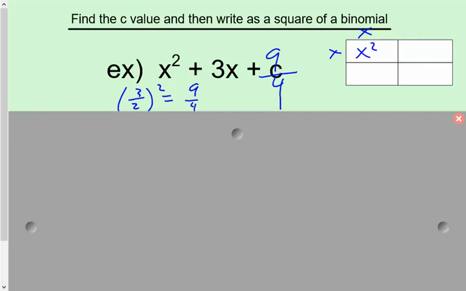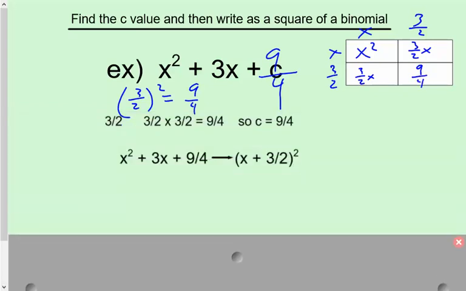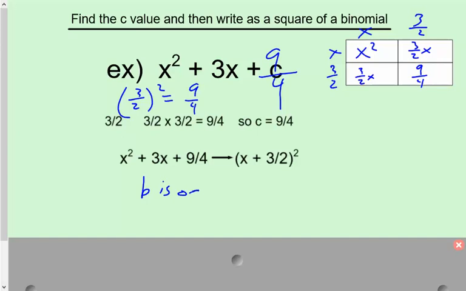The fraction ones are weird. Because you have 3 halves x, you have 3 halves x. Together, those add to 3x. And then here you have 3 halves times 3 halves, which is 9/4. And as you can see here, we have x plus 3 halves squared. So this is what I was talking about earlier in the video. Notice how b is odd here? This process is awful if b is odd.